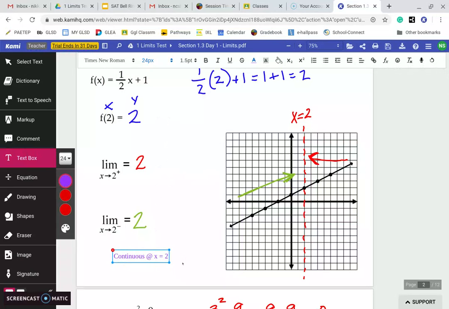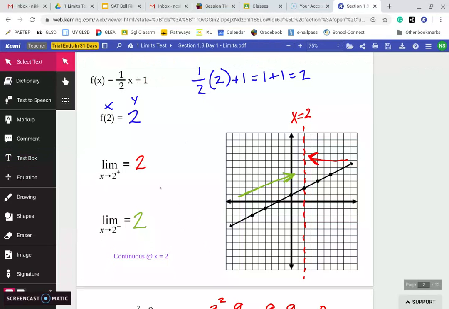Now, when you're testing continuity, you can only test at one x value at a time. We only tested at x equals 2. So the function value and the limits from the left and the right were all the same. So at that value, it's continuous. That's not necessarily true for all of the values because I could test somewhere else and something else different could be happening. But when all 3 are the same, that is continuous.